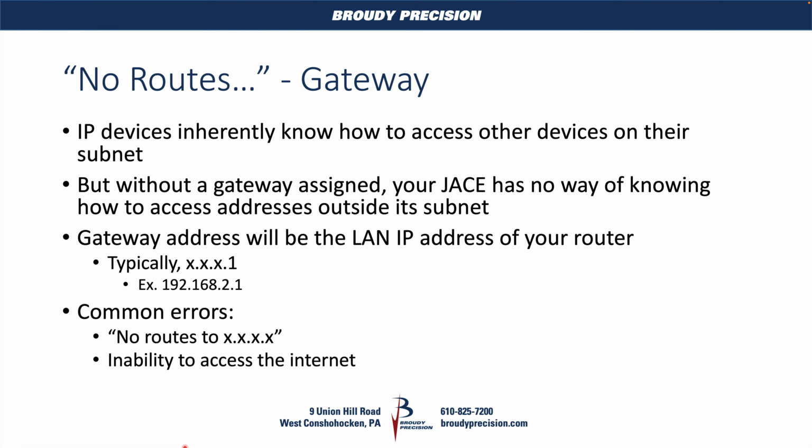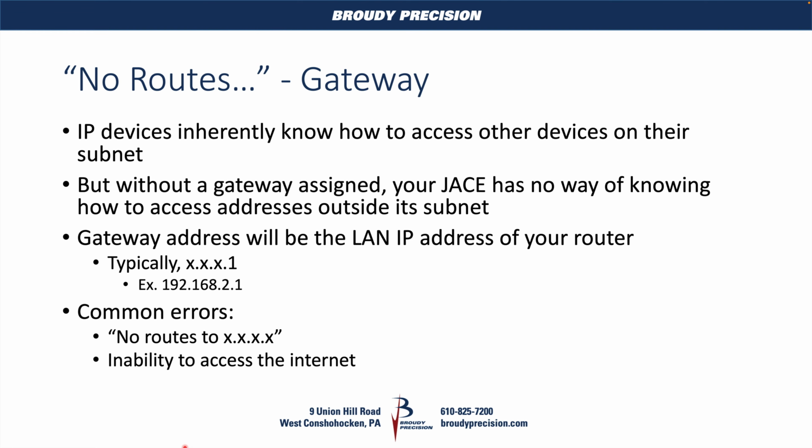If you are trying to access an IP address that's outside of that subnet, your IP device, your JACE in this case, needs to know the address of the device that'll forward that information to the right place. And that's what our gateway is. So without the gateway, we don't know how we're going to access the devices outside of our subnet. And a gateway address is typically going to be the LAN address of your router.